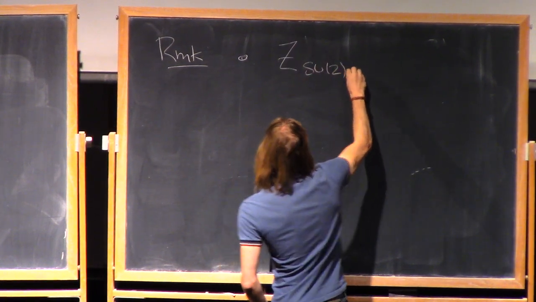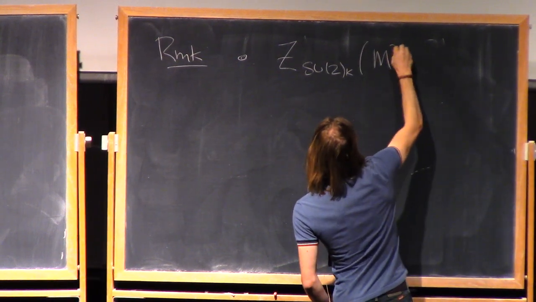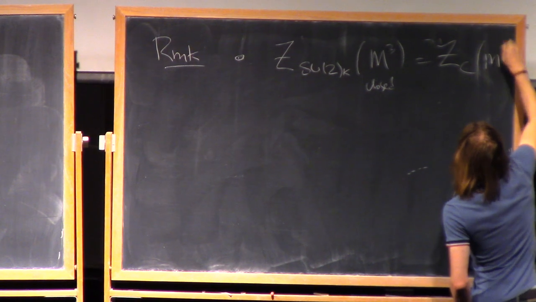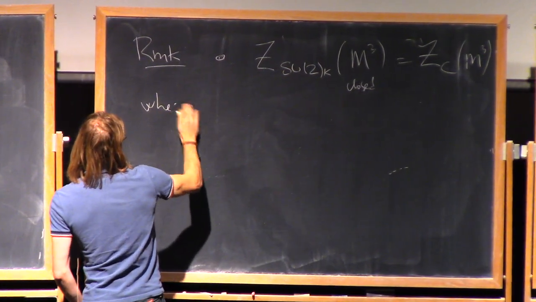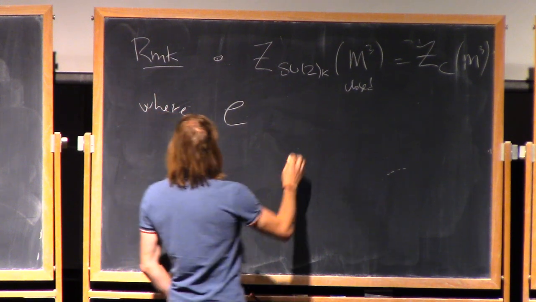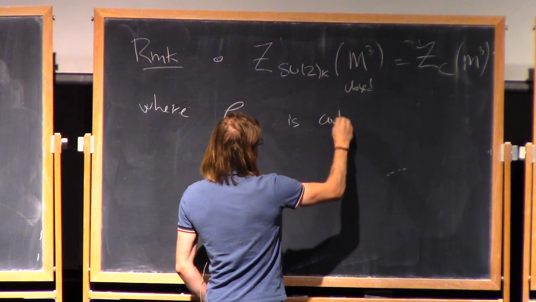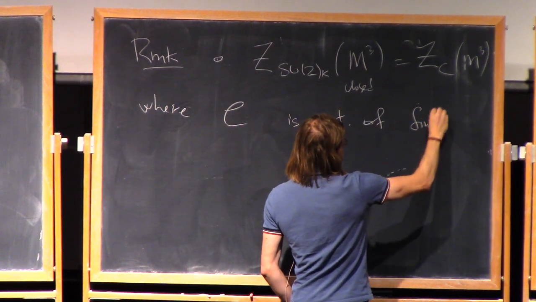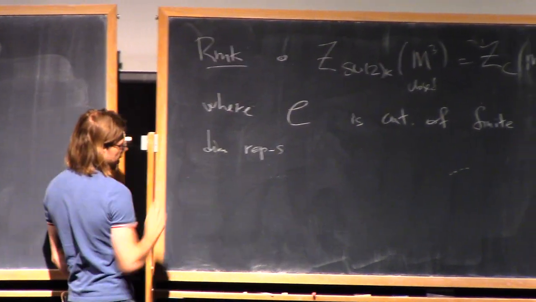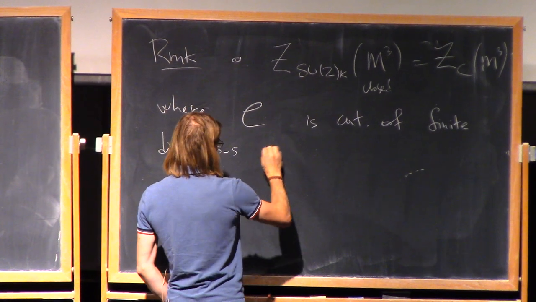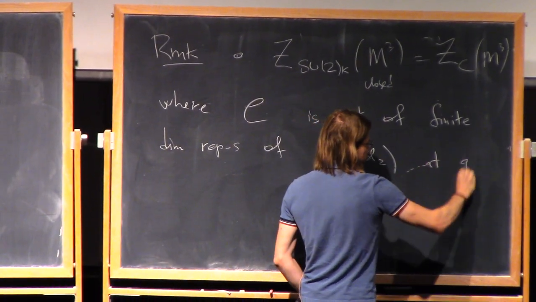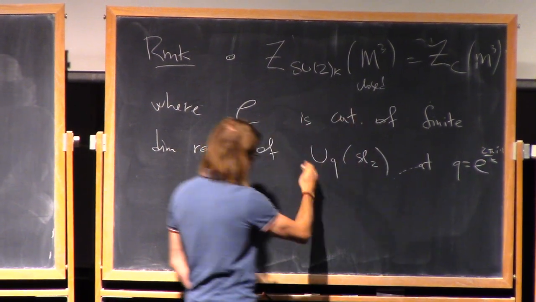If I want to recover my WRT invariant on a closed three-manifold, this is given by this general construction, where C can be understood in at least two ways. Let me write it as a category of finite-dimensional representations, with some fine print and an extra subtle condition, of quantum SL2 at q equals 2 pi i divided by k. This is a Hopf algebra.